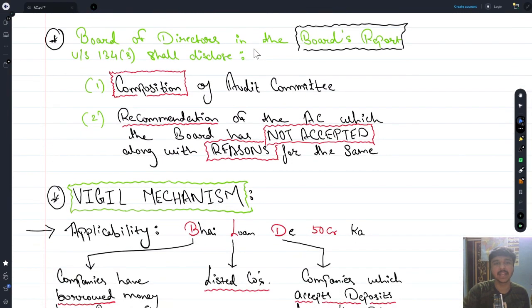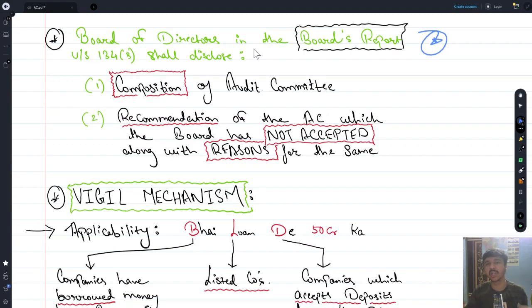The next thing, the board of directors in the board's report under section 134(3). What is this? The board of directors are going to issue a board's report. Obviously they don't want to issue it, they don't want to do anything except business. It is the Act that is putting them to do this and that, and that's why they have to do it. So the board of directors are going to issue the board's report under section 134(3) of the Companies Act.